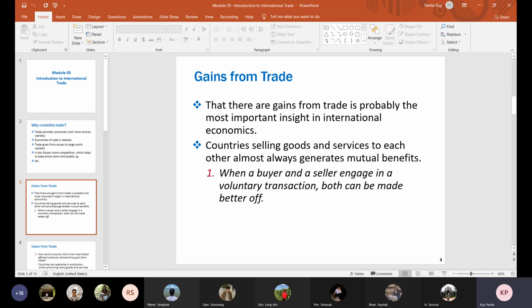Sorry, someone just said something to me. Give me a second. Oh, someone is asking me whether trade deficit is a good or bad thing.